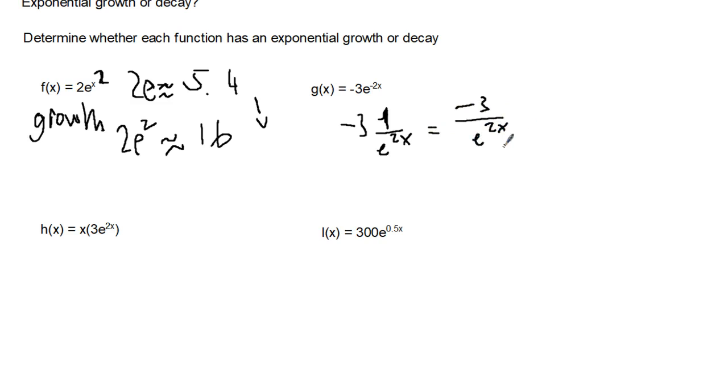And if you give me 1, you'll get negative 3 over e squared, which is roughly negative 0.3. And then if you give me 2, it'll be negative 3 over e to the 4, which is about negative 0.1. So it gets smaller and smaller. So it's exponential decay.